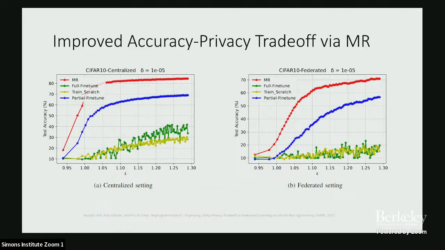So here are some very simple examples to show how well this idea performs. On the x-axis, I'm plotting epsilon, the privacy budget. And on the y-axis, I'm comparing the accuracy of different training pipelines. Model reprogramming is the red one. Full fine-tuning is actually the worst one because there are too many parameters to train. Same story for training from scratch. The only competitive method is partial fine-tuning, where you only fine-tune the last layer of a pre-trained model. But still, you notice a very big gap between model reprogramming and standard transfer learning in both cases.